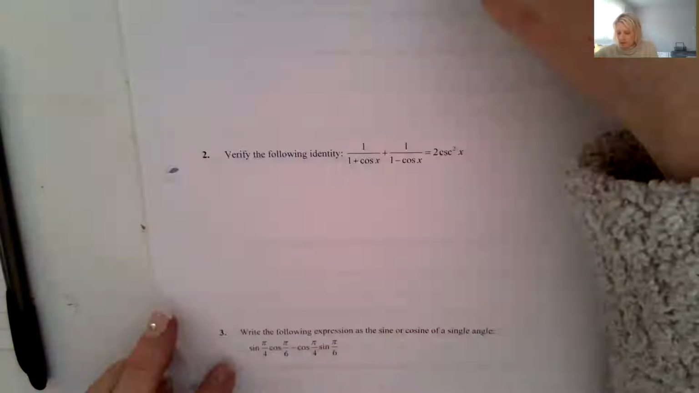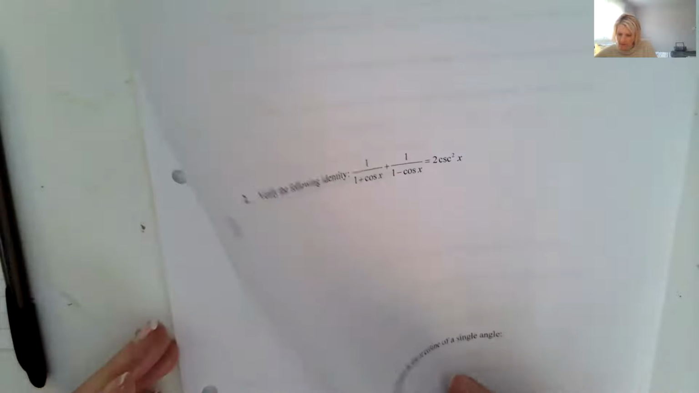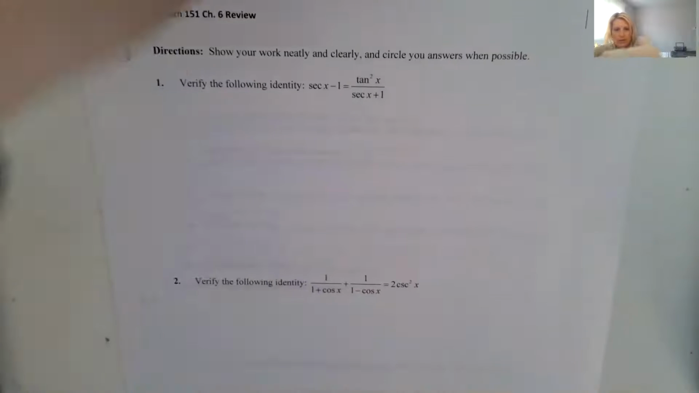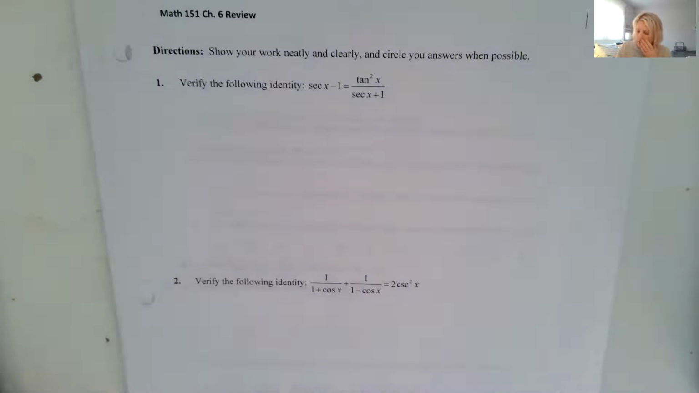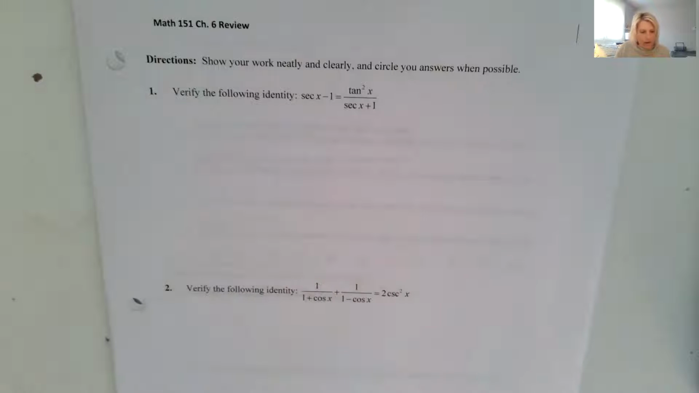I'm going to share my screen, or actually share my paper here. So I think the review has 7 problems to it because we only did 2 sections in chapter 6. The first 2 problems are asking us to do some verifying of the identities.